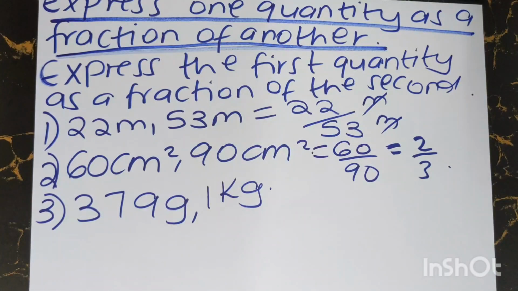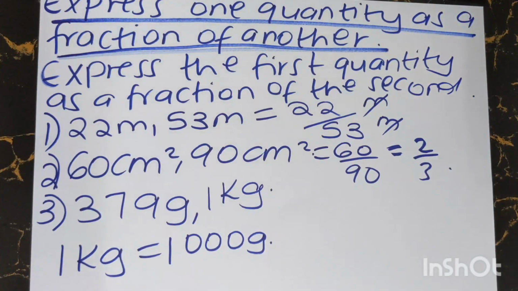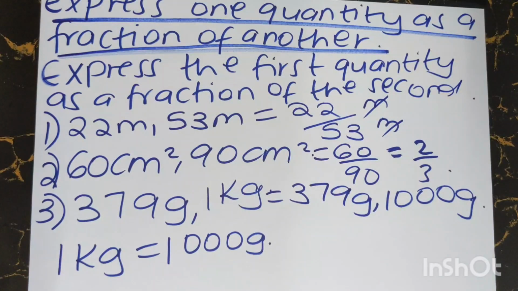So how do you convert kilograms to grams? We all know that 1 kilogram is equivalent to 1,000 grams. So here we'll replace our 1 kg with 1,000 grams. So we'll write our quantities as 379 grams and 1,000 grams. So now that we have the same units, we can write it as a fraction. So our fraction will be 379 grams over 1,000 grams. Of course, the units cancel out, so we'll have 379 over 1,000.